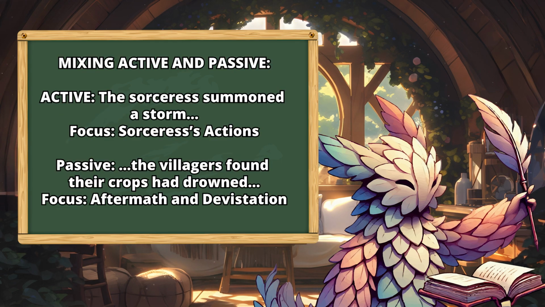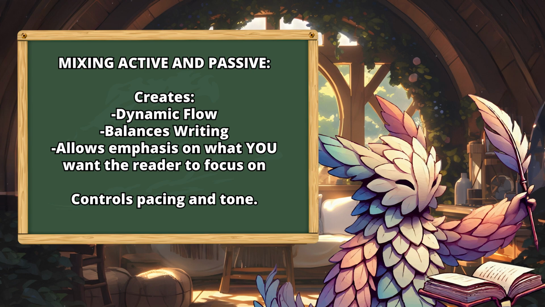The active voice, the sorceress summoned a storm, draws attention to the sorceress's deliberate actions, while the passive voice, their crops had drowned and their homes were destroyed, shifts focus to the aftermath, evoking the devastation left behind. This technique helps you control pacing and tone, spotlighting certain elements while allowing others to recede into the background.